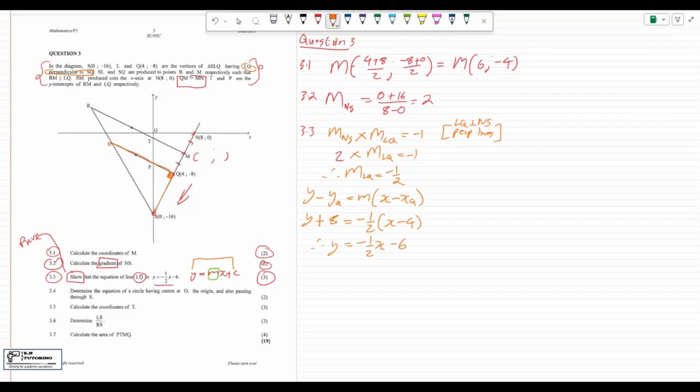Okay, because negative half of -4 is going to give me +2. +2 minus 8 is going to give you -6, and that's how you got the answer. Yeah, remember that's what we're proving, so we've just shown that. Okay, beautiful stuff.